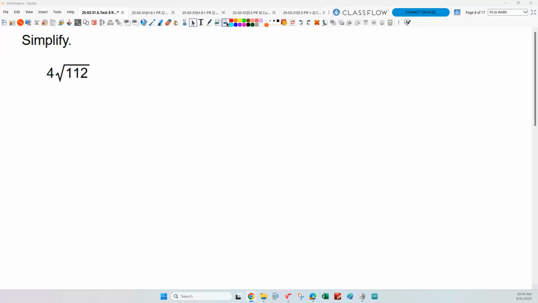All right, what about something like this? We've already got a 4 outside, but I've got a pretty big inside number, 112. What do we do with these? We want to simplify a square root like that. Remember, our job is to get as much out of the radical as possible.